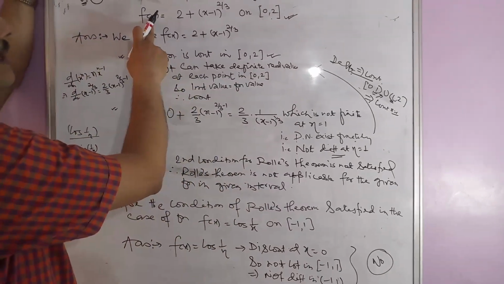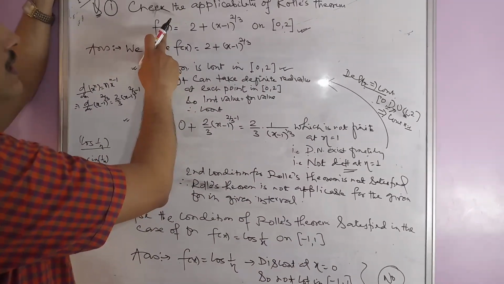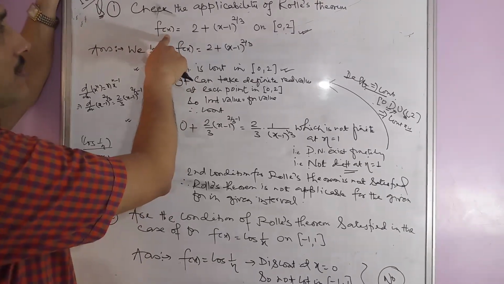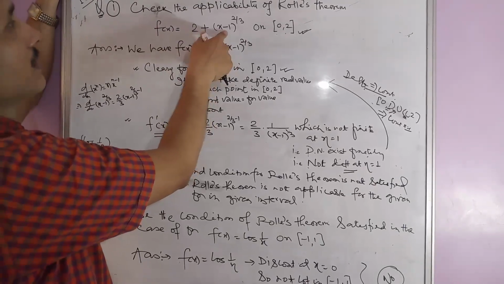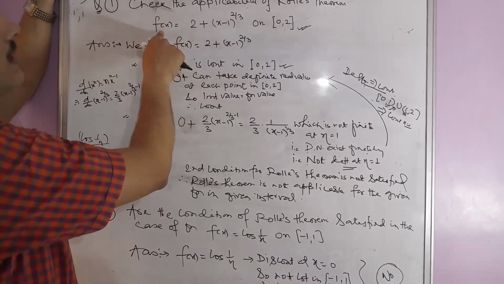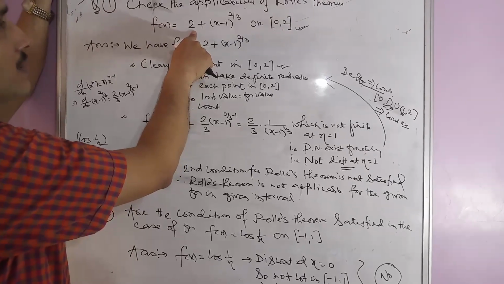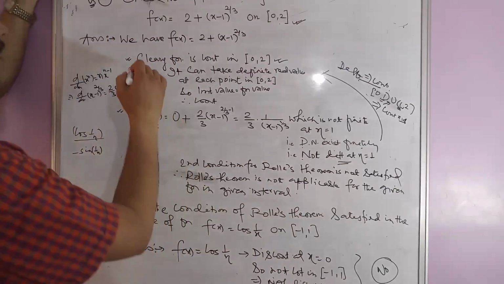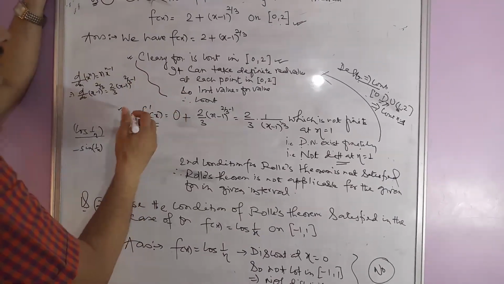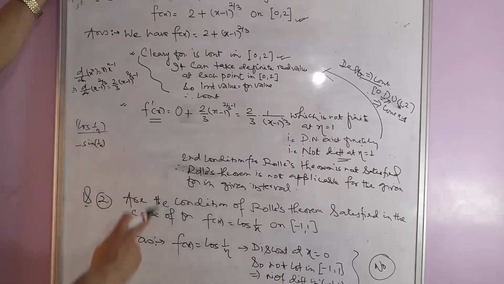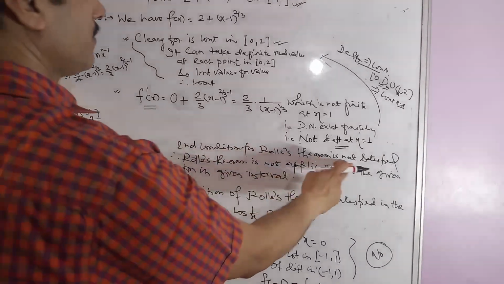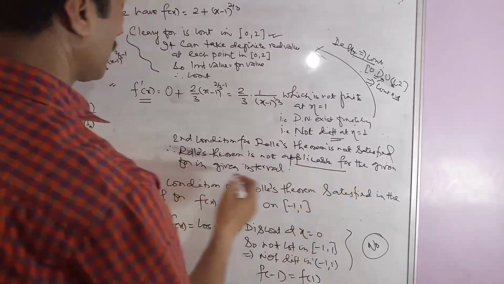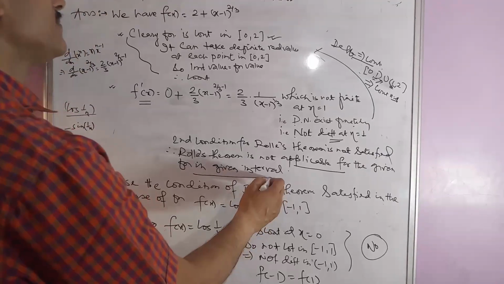Clearly, f at x equal to 1, f(1), the limiting value at x equal to 1, the left hand limit at x equal to 1 and the right hand limit at x equal to 1, will all be 2. So the function is continuous at x equal to 1. We can do this step through differentiability. Here the second condition of Rolle's theorem is not satisfied. Therefore, Rolle's theorem is not applicable for the given function in the given interval.